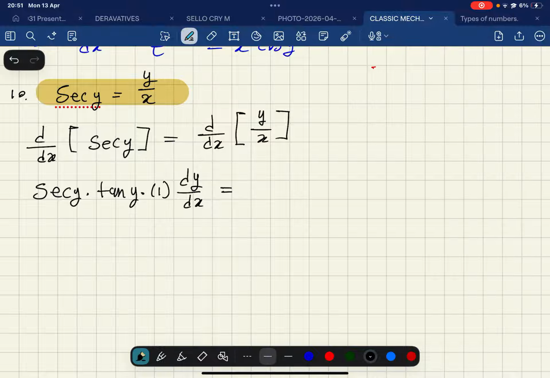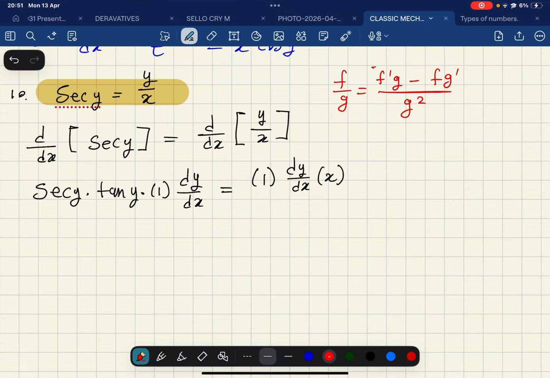Then on the right hand side, I will use the quotient rule. I derive y first. I will get 1. Then I have the dy over dx. I keep the x, because the derivative of f over g is equal to f prime multiplied by g minus f multiplied by g prime, divided by g squared. Which means from there, I will have what? Minus. I keep the y, I derive x, I get 1. I say all divided by x squared.